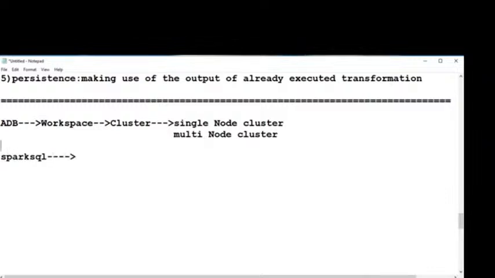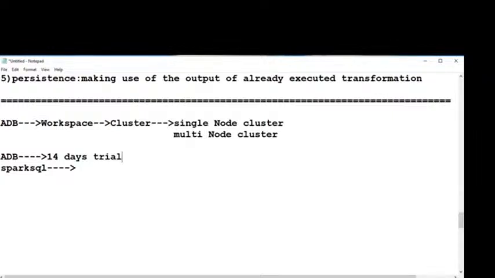See, you can work with this Azure Databricks. It will give a 14 days trial. Previously, you got 1 month trial, right? But this ADB is going to provide you with 14 days of trial.